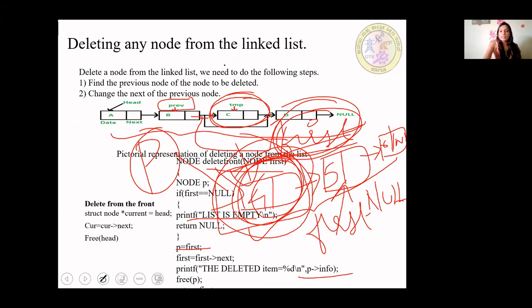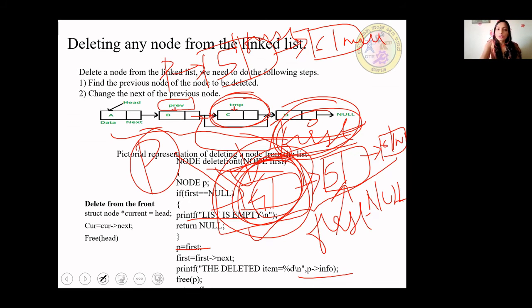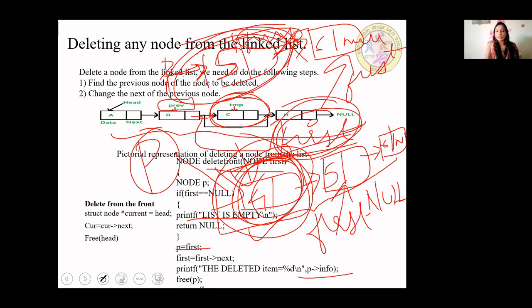Now again I want to delete this 5. Now what is remaining in the list? 5 and 6. To delete this node, again first will be pointing here. Take one more node, P. Then to delete this, we have to check, is P equal to null? No. It is equal to the first node. Then I have to make first point to next, that is, first will point here. Then we will print this node and free. That is how we delete from the front.